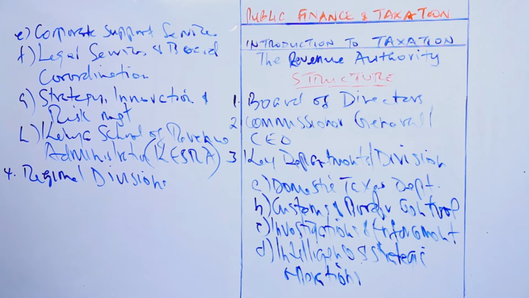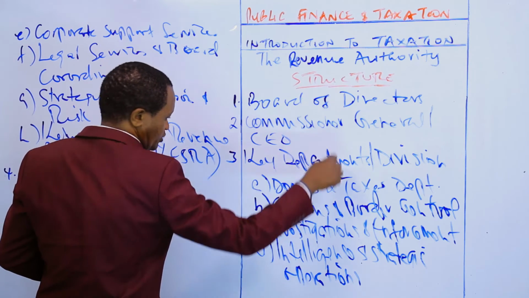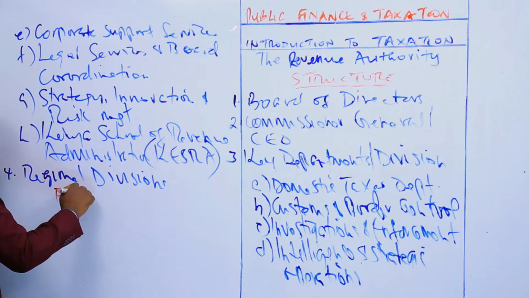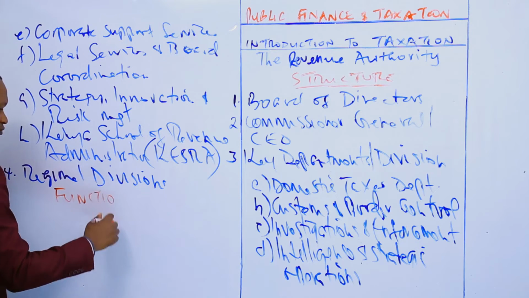So generally, candidates, that is KRA's organizational structure. Let's move on to the functions of Kenya Revenue Authority. We've outlined the structure. Let's move on to the functions.